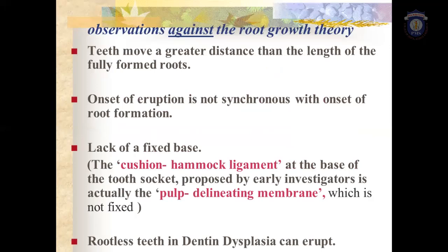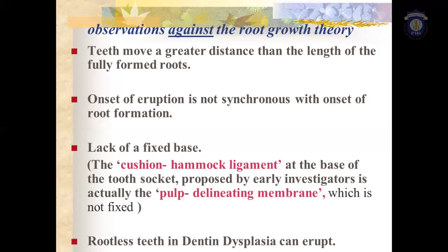Now, there are certain factors which go against this root growth theory. The first is that teeth tend to move a greater distance than the length of the fully formed root. So the same root length does not translate into the movement; there is greater movement. The second is that the onset of eruption is not synchronous with the onset of root formation. The third reason against the root growth theory is that there is a lack of a fixed base for the root of the tooth to be fixed on so that it translates into occlusal movement.